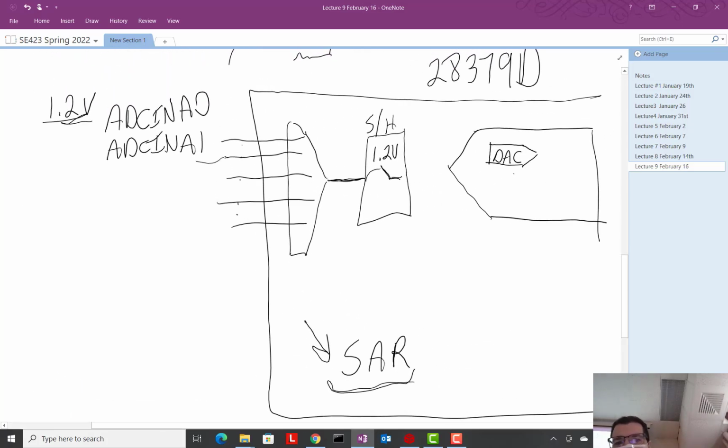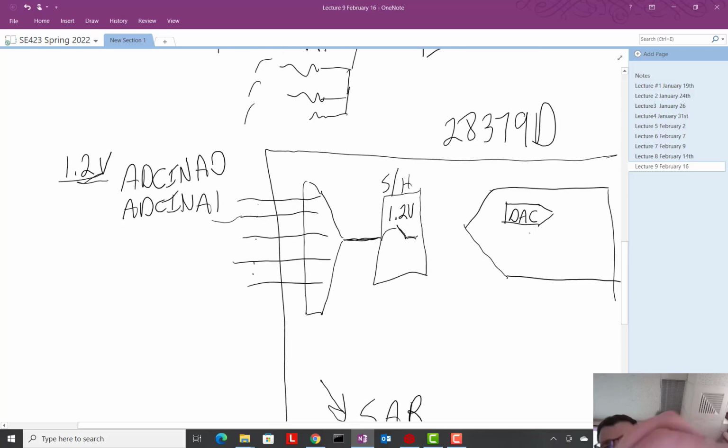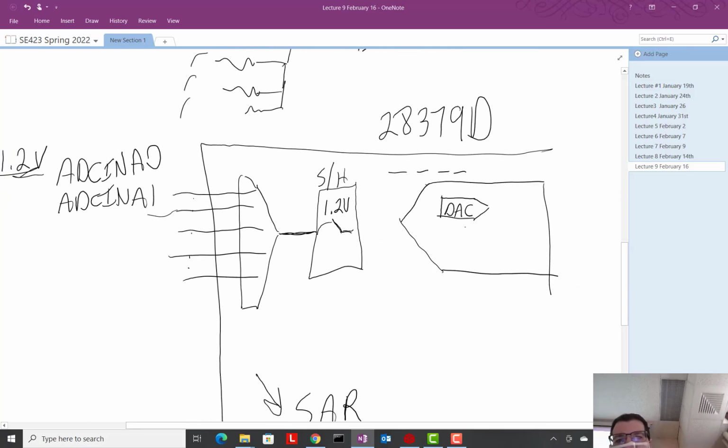Let's think about those bits. We've got 1, 2, 3, 4, 5, 6, 7, 8, 9, 10, 11, 12: bit 0, bit 1, all the way up to bit 11. Now, just like we talked about, what does this DAC do? Its output voltage goes into what's called an analog comparator. So this is just a comparator.